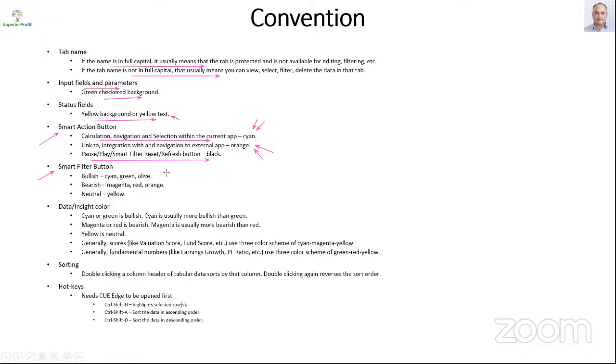The smart filter buttons, if they are bullish, are in cyan, green, olive color; bearish, magenta, red, orange; and neutral is yellow. The stock scorecard data or insight itself has a coloring convention. Cyan or green is bullish. Cyan is usually more bullish than green. Magenta, red, bearish. Magenta is usually more bearish than red. Yellow is neutral. In fact, these three color schemes are uniform not only across Q type systems, but also across Q Elite and Q Global charting platforms.